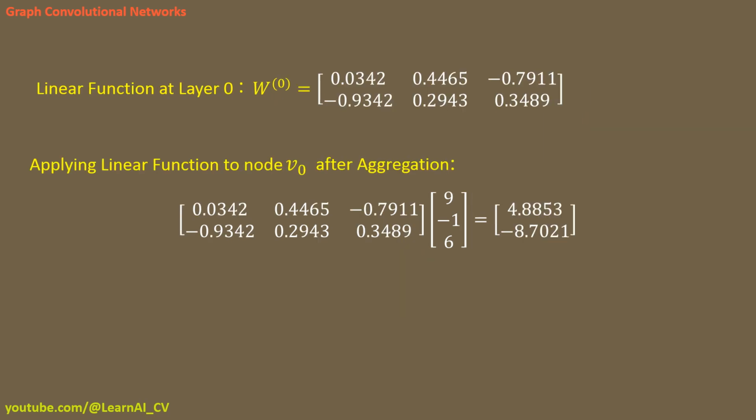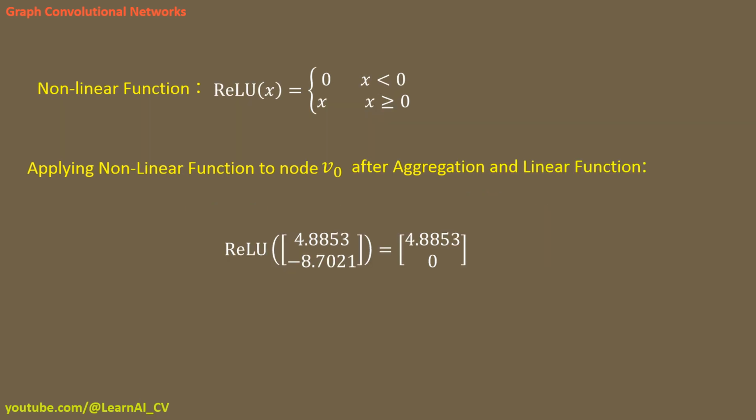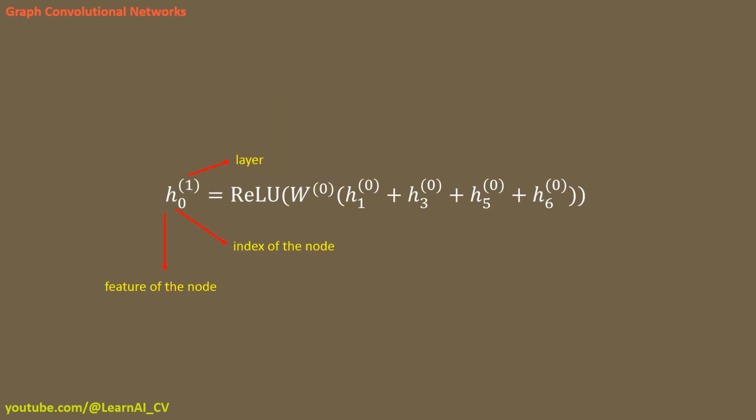The second component of this simple GCN is the linear function which multiplies a weight matrix by the result of the aggregation function. In this example, the weight matrix is a matrix with 2 rows and 3 columns of random weights. The third component of this simple GCN is to apply a nonlinear function to the resulting vector. In this example, we apply the rectified linear unit as the nonlinear activation function, which is defined as the non-negative part of the argument. The summary of the whole process is shown in this formula.